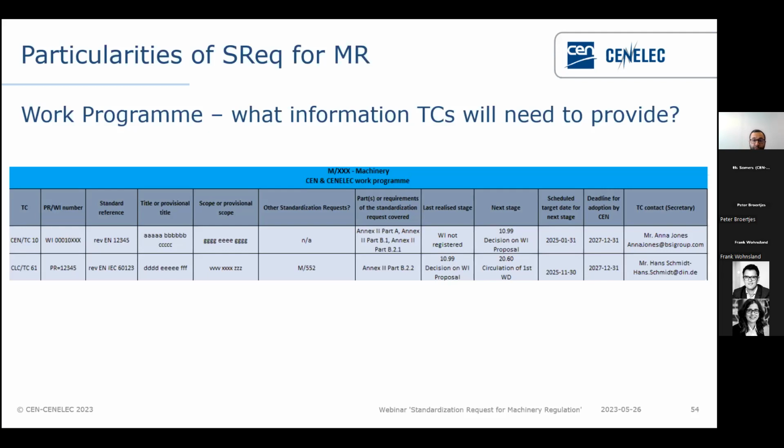Then you need to also make a connection between the standard and which annex it will cover, okay? These annexes that we have mentioned earlier. Then last realized stage, if it's registered, you can just take it from projects. Otherwise, you will say it's not registered. Then the stage that will happen next. Then, of course, the scheduled target date for next stage. This is also taken from the database. And then the deadline for adoption, which is the one stated in the standardization request. And then, of course, a contact from the TC. Usually, it's the secretary.